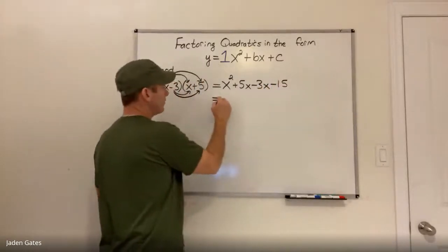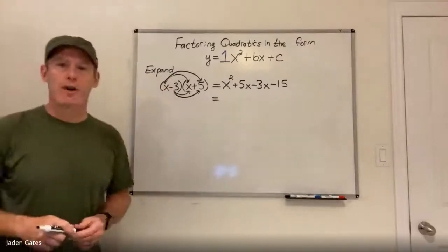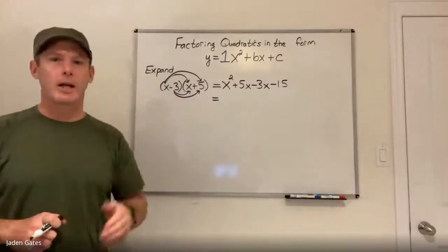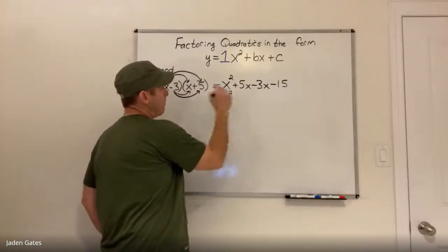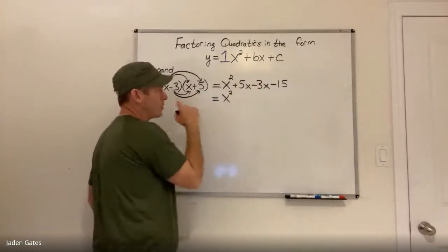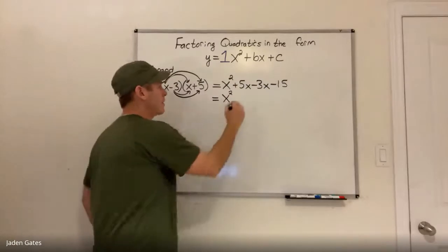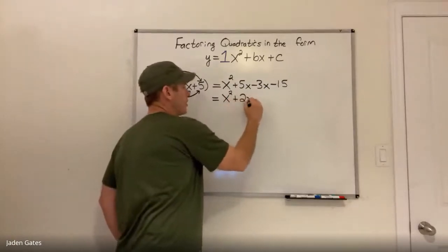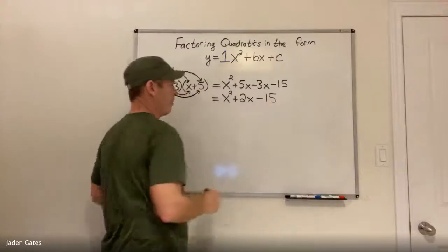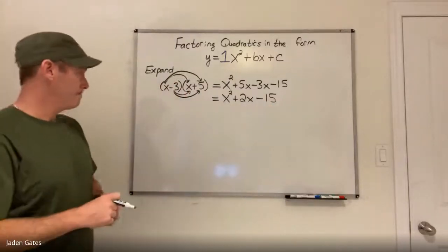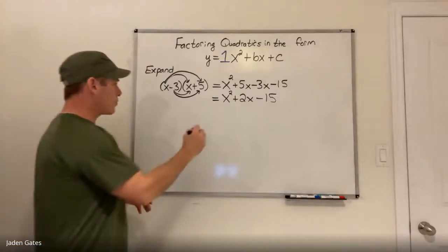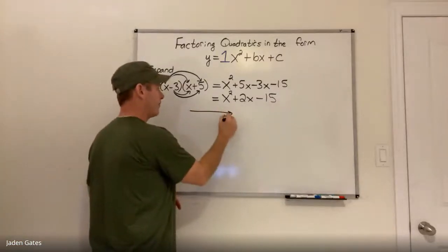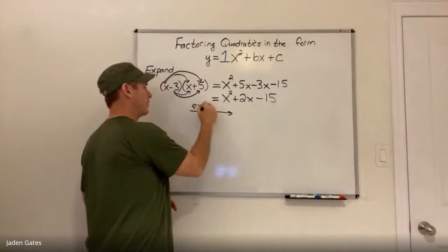Of course, to finish off any polynomial, you have to collect like terms. So I have an x squared, then 5x minus 3x. There's our like terms, same variable, same exponent. I'm going to get a positive 2x. And of course, I have my negative 15. Now, as I mentioned earlier today, going this way, what I just did, that's expanding.